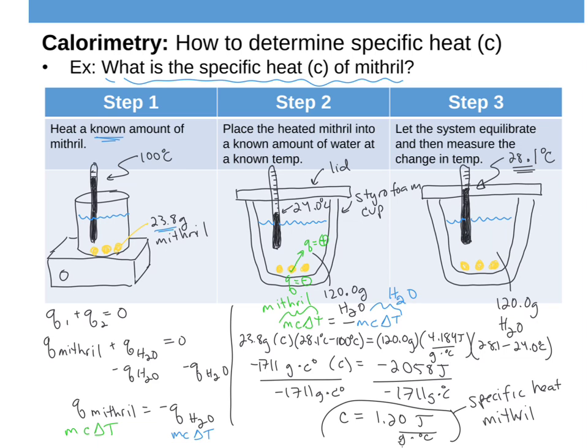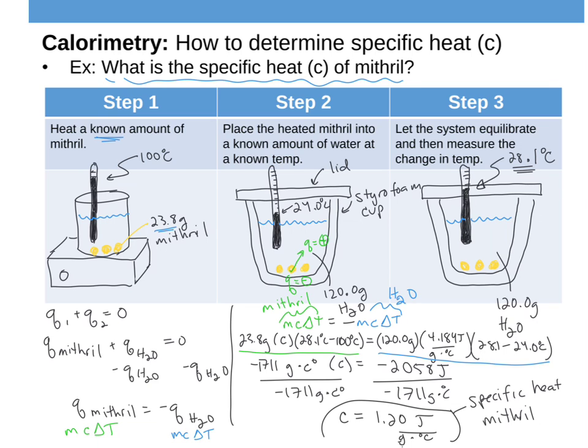And notice that if you keep track of your units, they'll all make sense, right? All of our specific heats were in something like energy per amount degree Kelvin, something like that. So hopefully you see what I kind of did here, right? I took stuff I knew about, which was water, and I used it to figure out something I didn't know about, which was the mithril. Specifically, the specific heat of mithril.